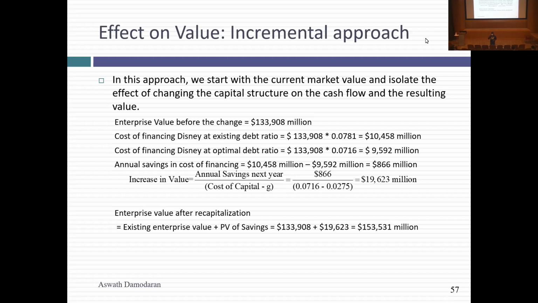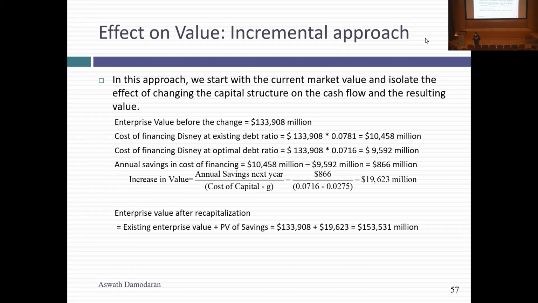And I wanted to be clear that that cost is not an explicit cost. You're not actually paying 10.458 billion because a lot of it is equity, cost of equity. If I go to my new cost of capital, that cost will drop to 9,592 million. In effect, I'm saving $866 million by doing this next year.